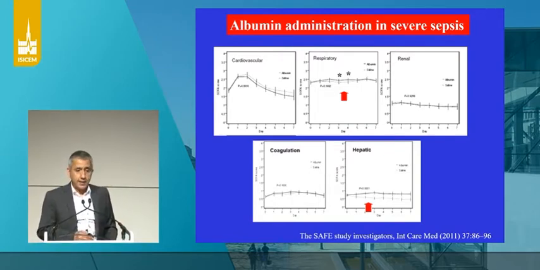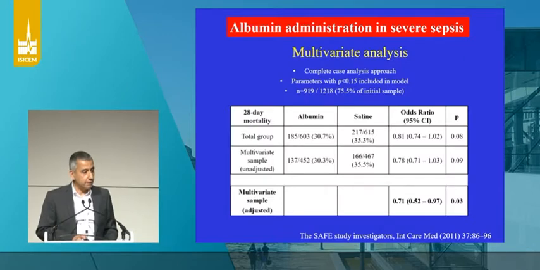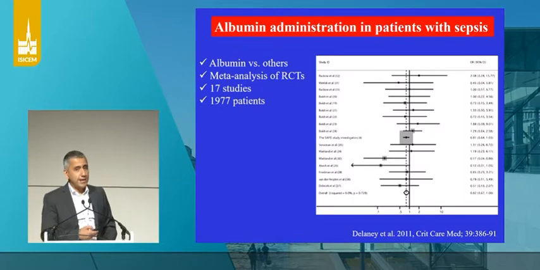And again, as was alluded to in the previous talk, the subgroup of patients with sepsis in the SAFE study have shown a potential to get better if they receive albumin. And this was confirmed also in the multivariable analysis if you adjust for possible confounders that you have in your patients. So albumin may indeed be useful in patients with sepsis.